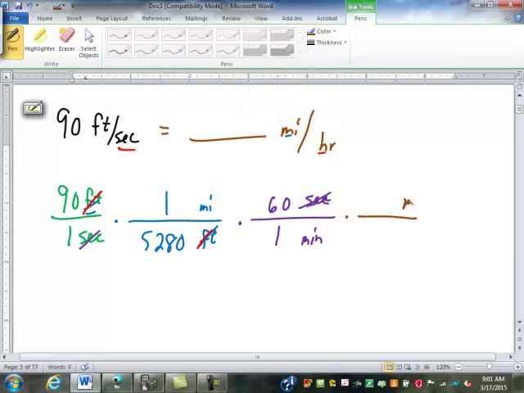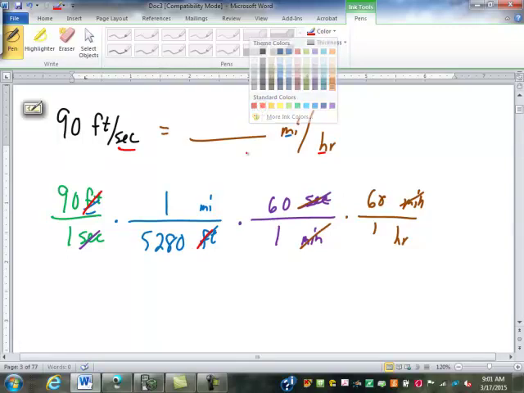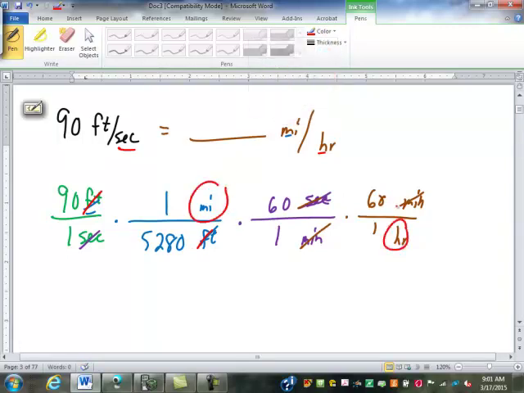We're going to get rid of the minutes. Put minutes here. Put hours here. 1 hour is 60 minutes. Now the minutes cancel out. So now what's left, once everything cancels out, is miles and hours. This will be miles per hour. So we're going to multiply. 90 times 60 times 60 is 324,000, I believe, miles.